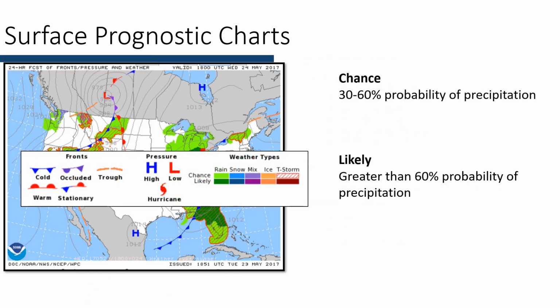The chart legend breaks down weather types into 5 categories, each with 2 probabilities. If a weather type is listed as chance, this implies there is a 30 to 60% probability of that weather type occurring. If a weather type is listed as likely, there is a greater than 60% probability of that weather type occurring.